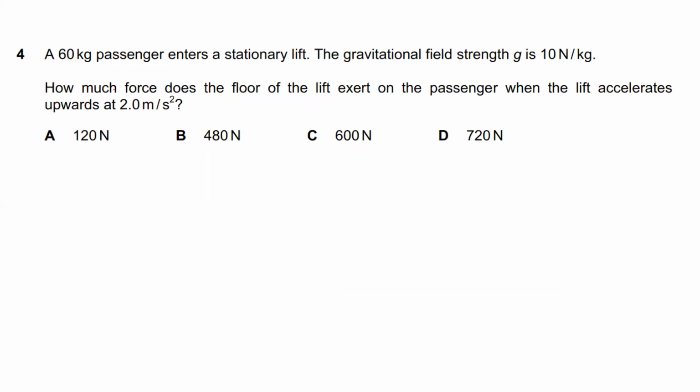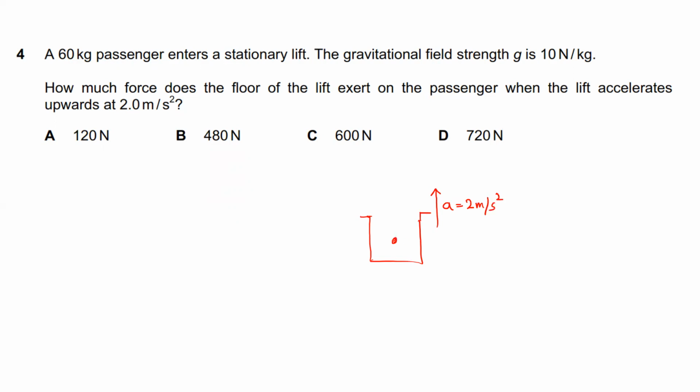Next question, it says a 60 kilogram passenger enters a stationary lift. The gravitational field strength g is 10 Newton per kg. How much force does the floor of the lift exert on the passenger when the lift accelerates upward at 2 meters per second square? For example, this is our lift, and our lift is accelerating upwards. So the acceleration is 2 meters per second square.